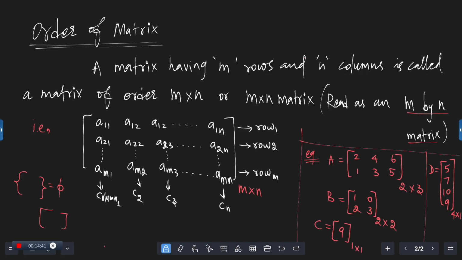Empty set we have studied. Okay, empty matrix and all we don't have. But we have a zero matrix. Zero matrix means what? All the entries are equal to 0. Whatever the entries inside we have, all the entries are equal to 0, which is called a zero matrix, but we don't have an empty matrix. Understand, children? Don't compare with the sets topic. Understand?